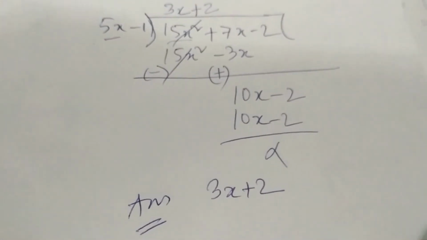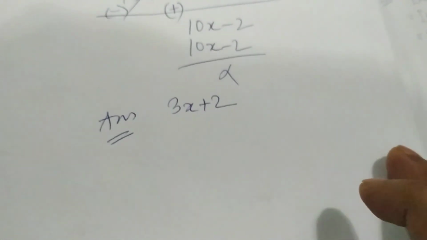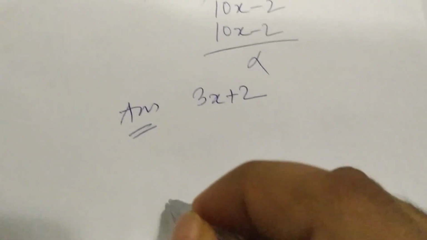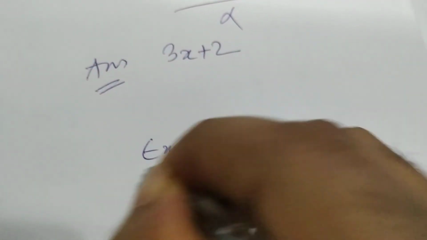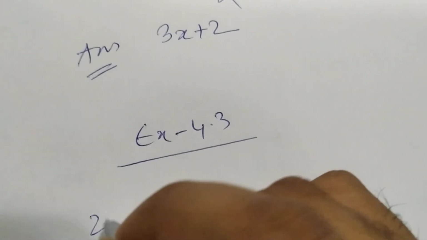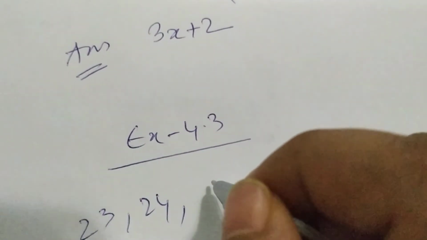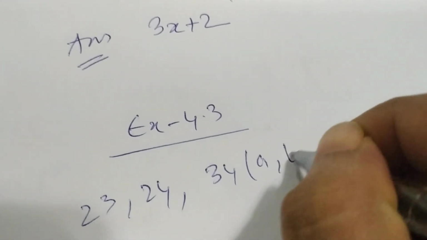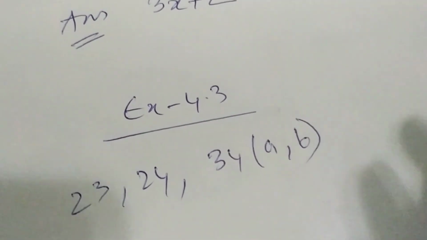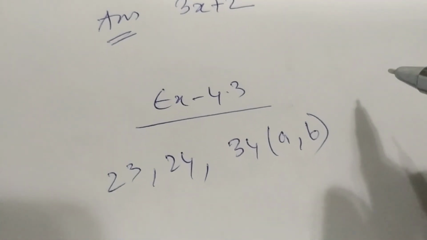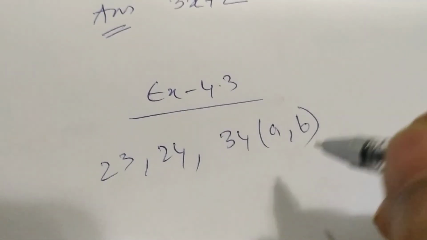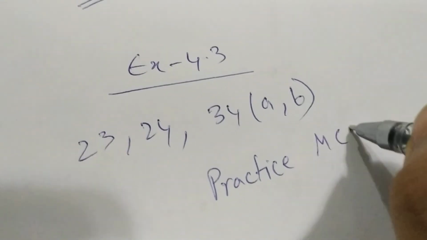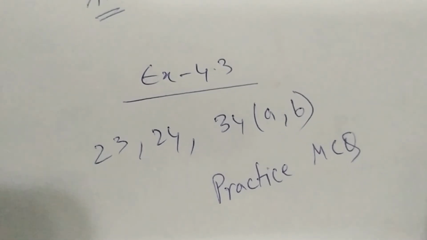So this is the end of the exercise 4.3 explanation. I'll give you some tasks from exercise 4.3. Solve 23, 24, 34. Just do A and B because C is actually going to be very long. Don't do C. 23, 24, 34 A and B. Okay, and try to practice MCQ at home. So complete this.